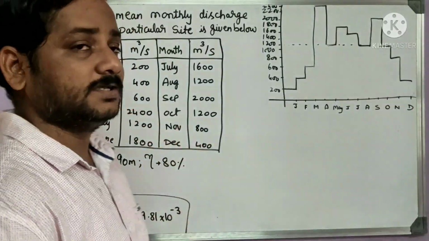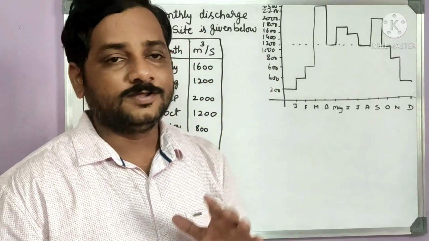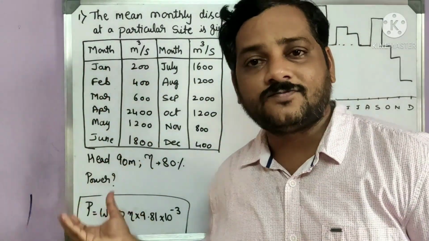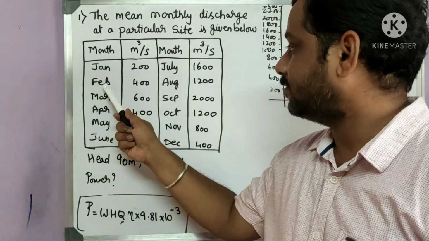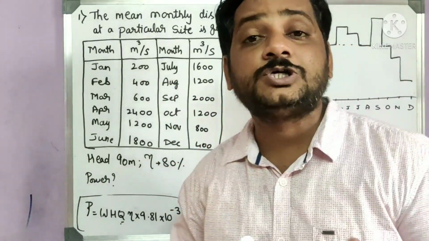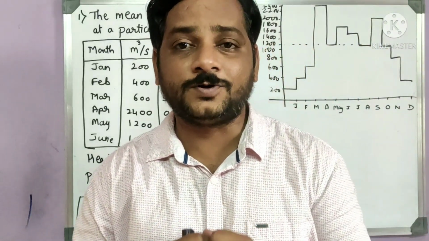So this question says that the mean monthly discharge at a particular site is given. So they have given a table in which they have given the monthly discharge of water. In January, February up to December, they have given the discharge of water in terms of cubic meters per second. Using this, they are asking you to draw the hydrograph.